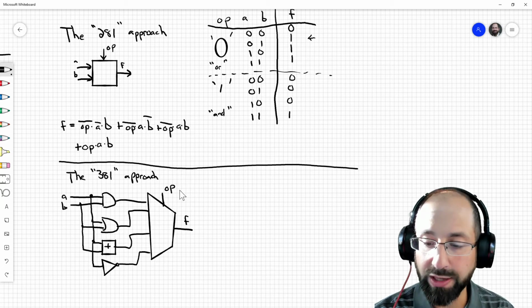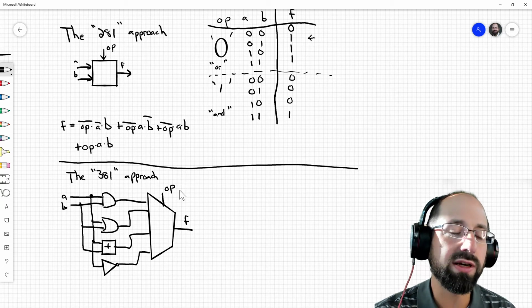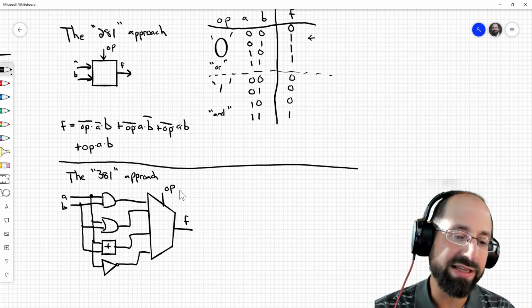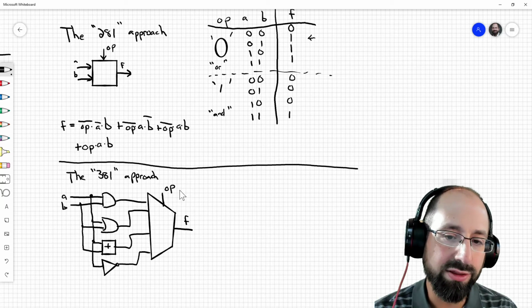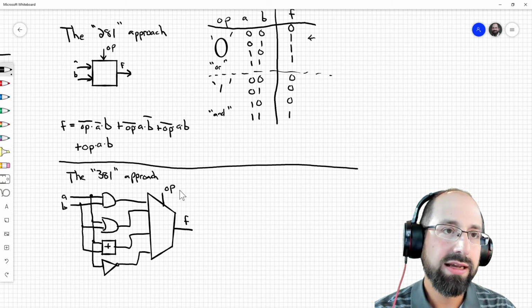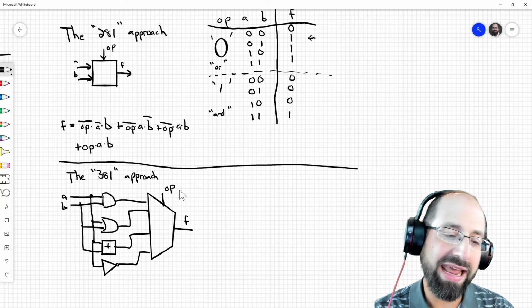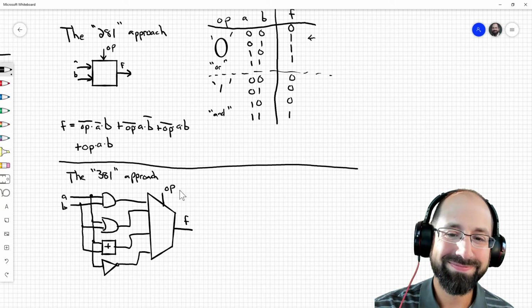So it's a valid question. At what point does this approach tend to be more expensive? It's not clear to me in general if it's ever more expensive. And the 381 philosophy is designed for code readability and simplicity, and let the tools figure it out, right?